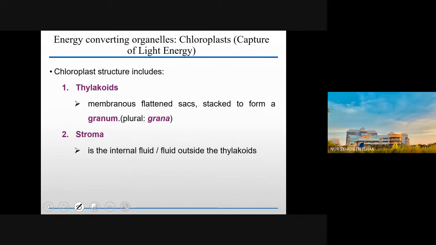Okay, so the chloroplast structure includes membranous flattened sacs, okay, which are the thylakoids, stacked to form a granum. Okay, so kalau banyak granum, then we call it as grana. And then stroma is the internal fluid or fluid outside of the thylakoids. So kalau macam tadi saya draw kan, so again I emphasize, never ever try to draw this organelle in 3D.